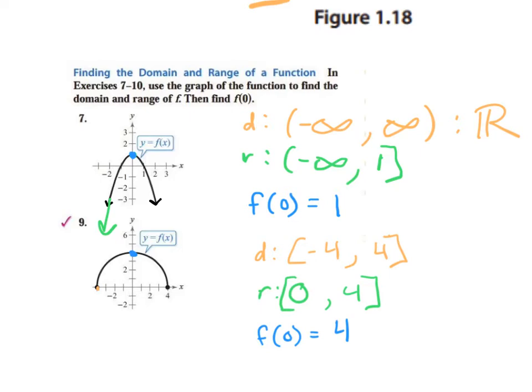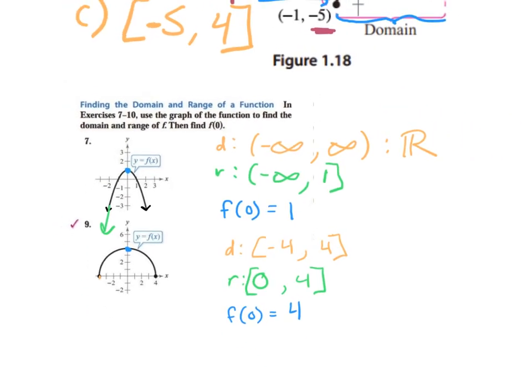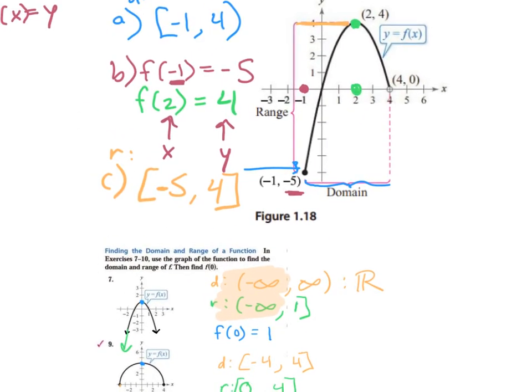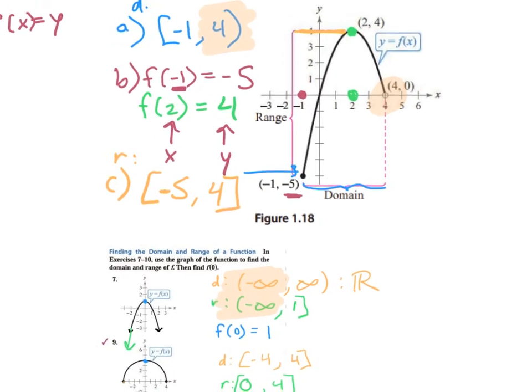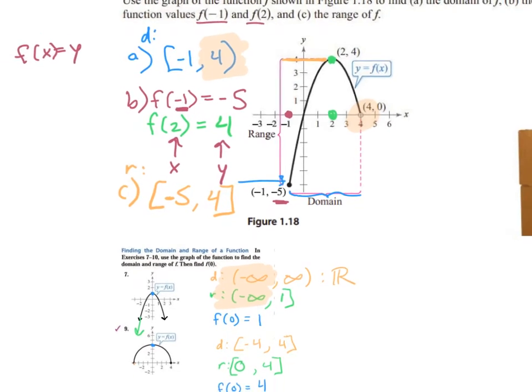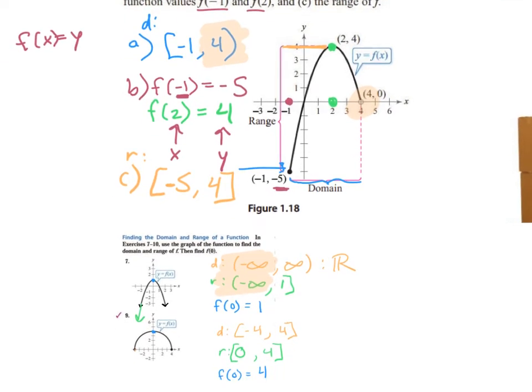How do you know when to put a bracket or a parentheses? The only time you'll put a parentheses is when you have infinity, like here. When it's negative infinity or infinity, you'll put a parentheses, or when you have an open circle. Like for the first example, we had an open circle at 4, so we put a parentheses there. When it's an open circle, you put a parentheses. Gotcha. The bracket just means that it's including that number.